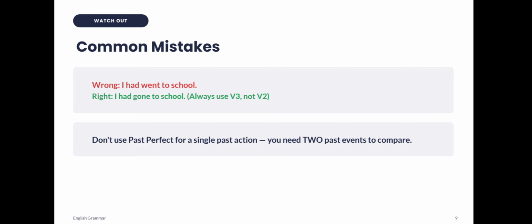Let's talk about a common mistake. Never say, I had went to school. That's wrong, because went is the second form of the verb. The correct sentence is I had gone to school, using the third form, gone. Also remember, don't use past perfect if there's only one action in the past. You always need two events to compare.